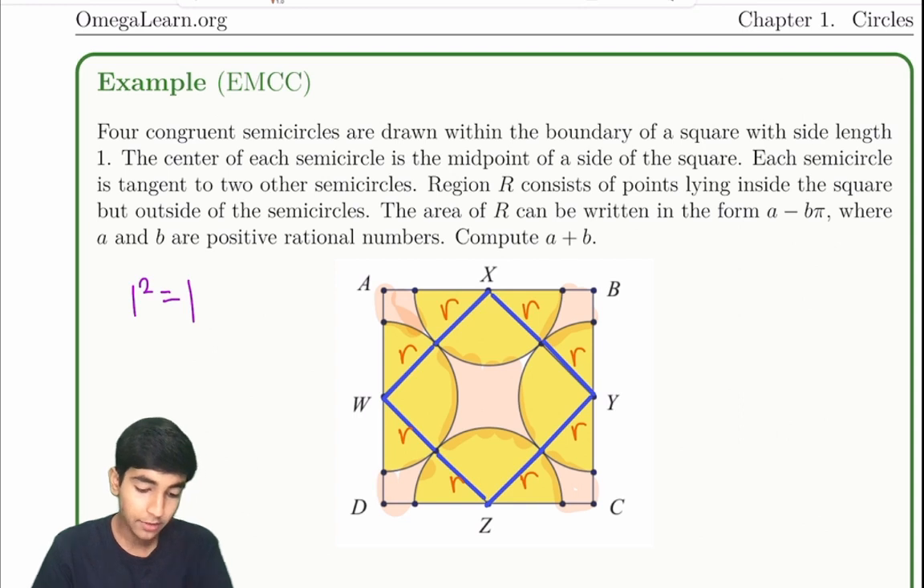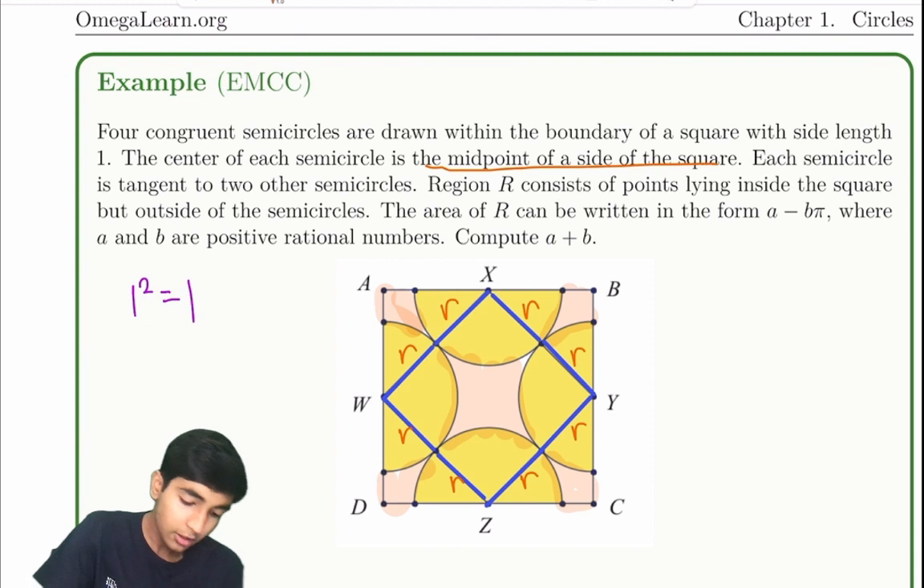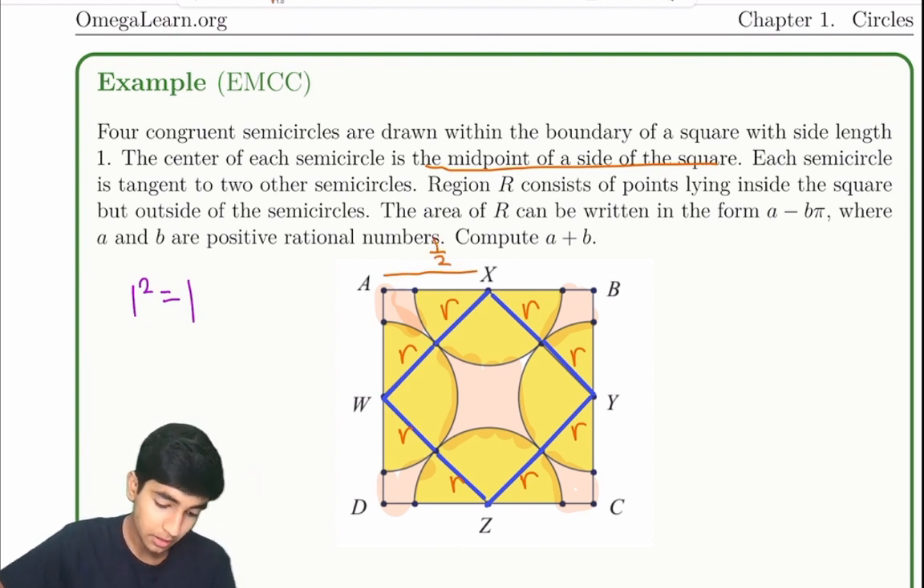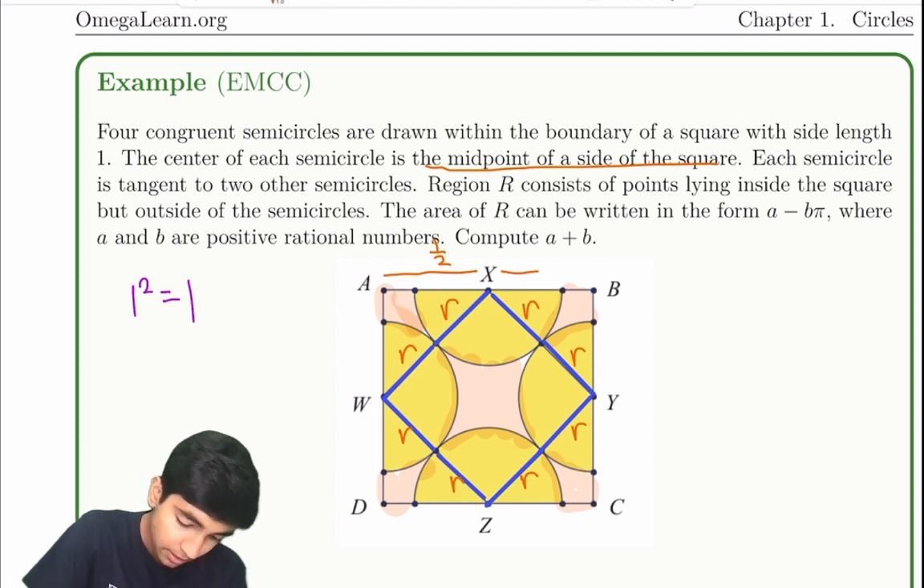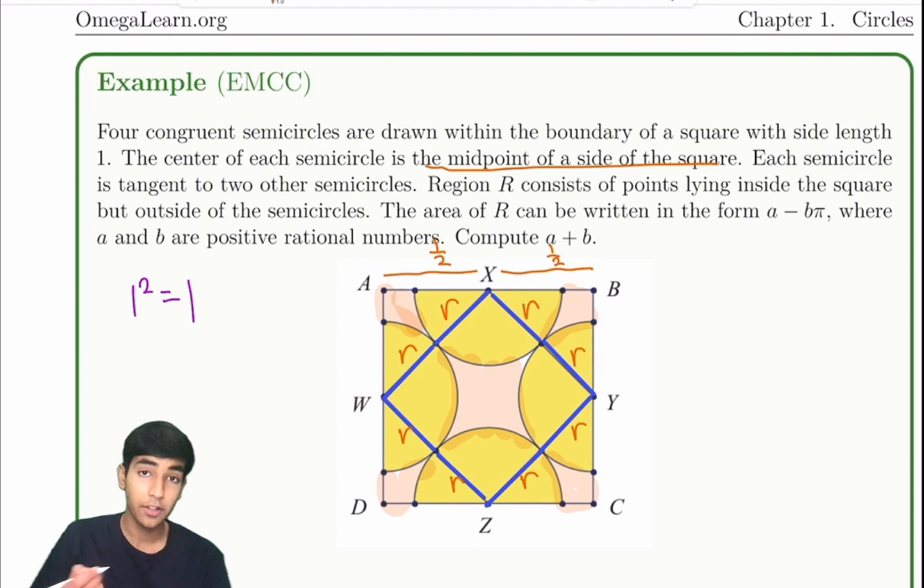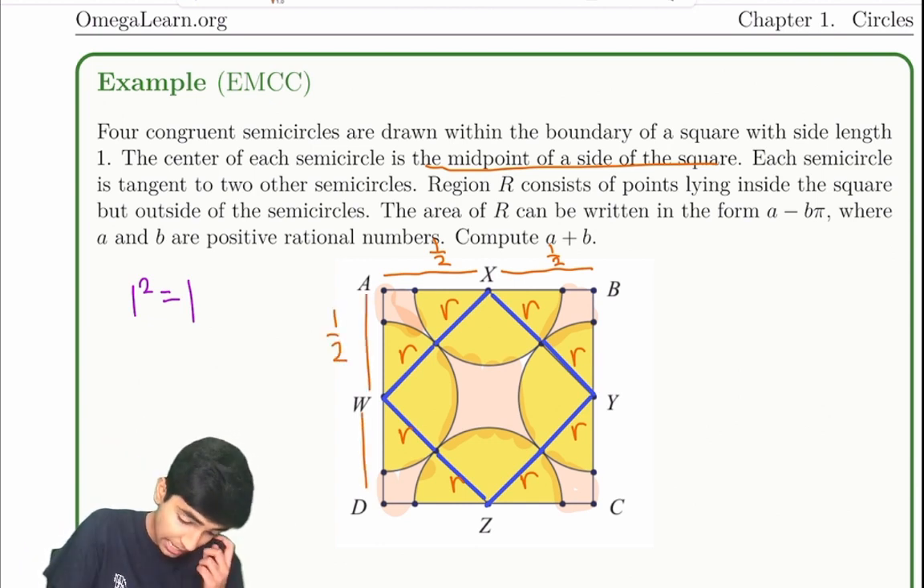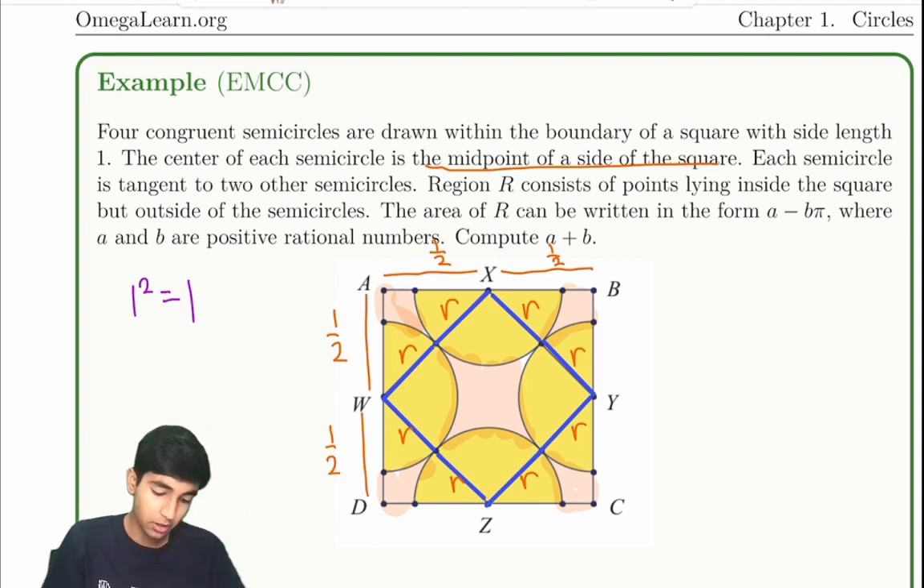Notice how it says the center of each semicircle is the midpoint of the side of the square. So this is half over here, and this is half over here, because the side is 1 and each of those is half since it's a midpoint. And similarly, that's half, and that's half. So this part is r, and that part's r. How do we solve for r?